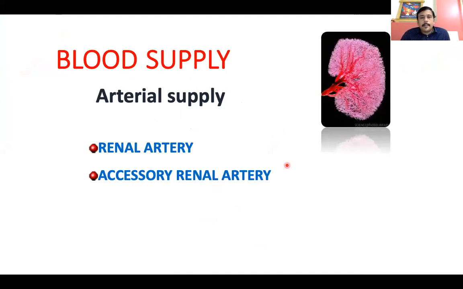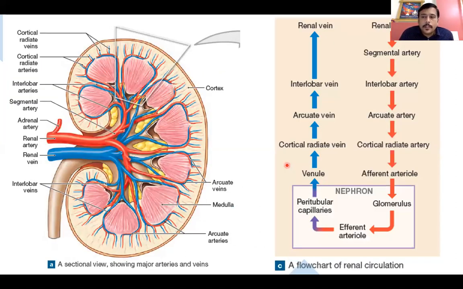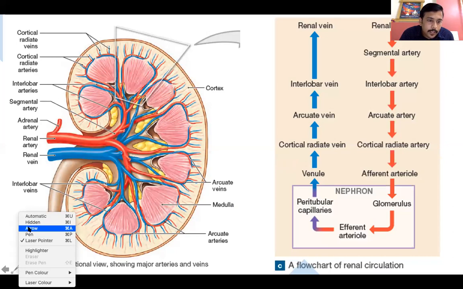Coming to the blood supply. Coming to the arterial supply, both the kidneys are supplied by the renal arteries, which are the direct branches of the abdominal aorta. Both the right and left renal arteries are the direct branches of the abdominal aorta. There is also one other artery, that is the accessory renal artery. So this is how the renal artery is going to be leading to the blood supply inside the kidney.